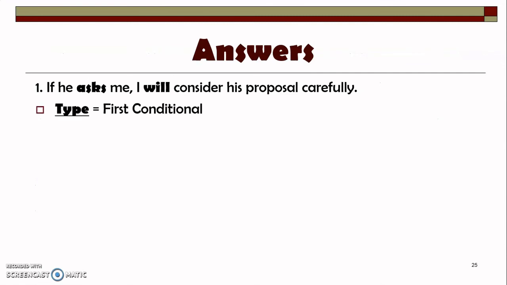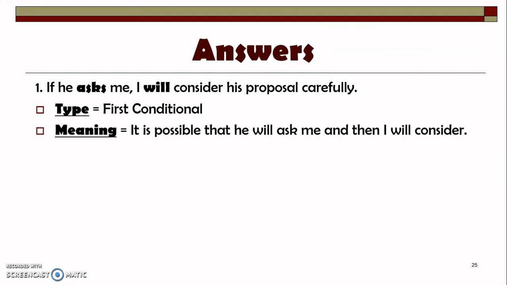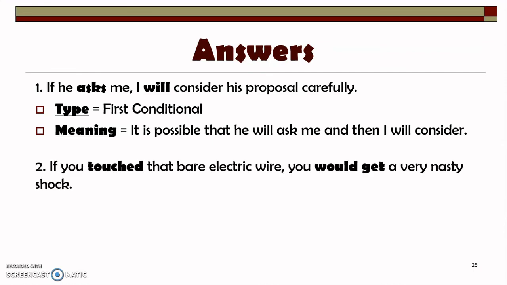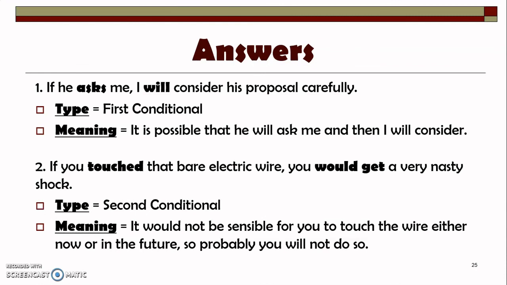Here in the first sentence, I have put the verbs in bold because based on the verbs given in the sentence, that's how you can identify the type of the conditional. So it's first conditional, and the meaning of this sentence is that it's possible that he will ask me and then I'll consider. In the second sentence, the type is second conditional, so the meaning of the sentence is it would not be sensible for you to touch the wire either now or in the future, so probably you will not do so.